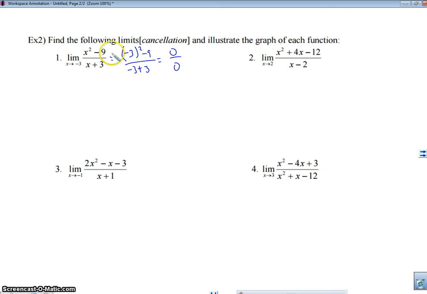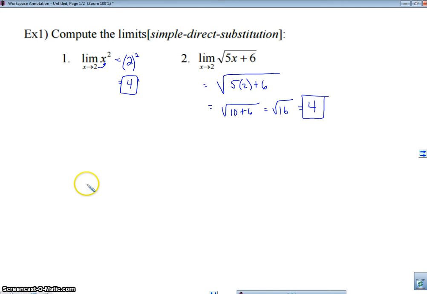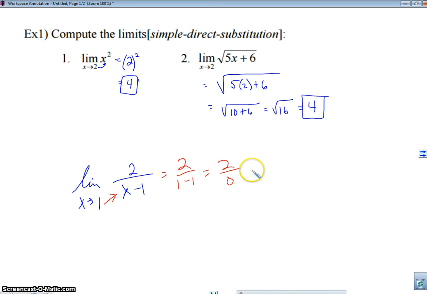Let me show you something. Let's say we had the limit as x approaches 1 of 2 over x minus 1. We plug in 1 and we get 2 over 1 minus 1, which is 2 over 0. Well, that's undefined, right? We can also say the limit does not exist, DNE. If we get 2 over 0, that's undefined. In fact, if we looked at this, it would probably be approaching infinity or negative infinity. So we're going to say does not exist in this case.